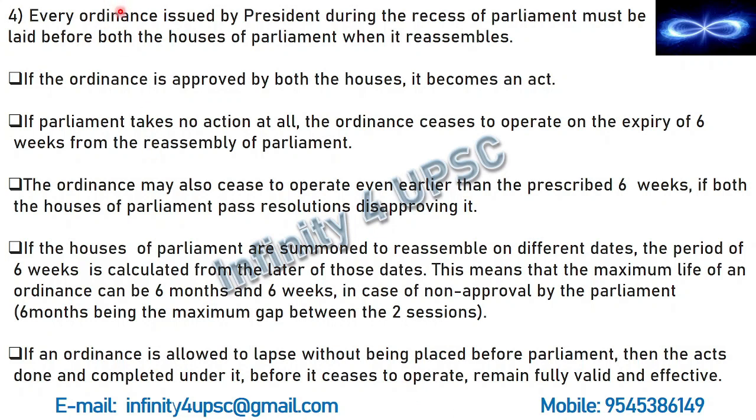So once again, very quickly, ordinance has to be placed before the Parliament. If they approve, it becomes an act. If they do not take any action, it will expire after 6 weeks. It can expire even before 6 weeks if they disapprove it. And how this 6 weeks is to be calculated is given here. The later date has to be taken into consideration. Then if it was allowed to lapse, the previous actions will still remain valid and effective.